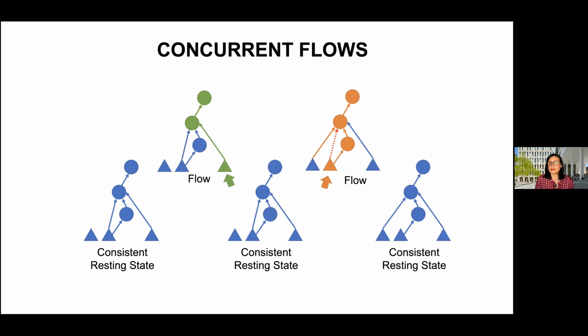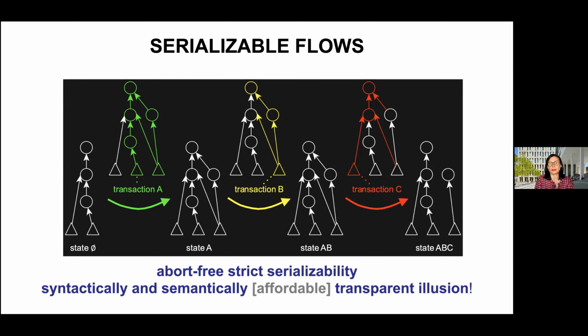And ideally, although the two flows, the green and the orange, execute concurrently, we want to make them appear as if they happened one after the other, moving the state of the whole graph from one consistent resting state to another consistent resting state, and so on. And basically, that's what we do with the serializable flows. We consider each flow as if it was a transaction in a database sense, and then we make sure that these transactions are serialized.